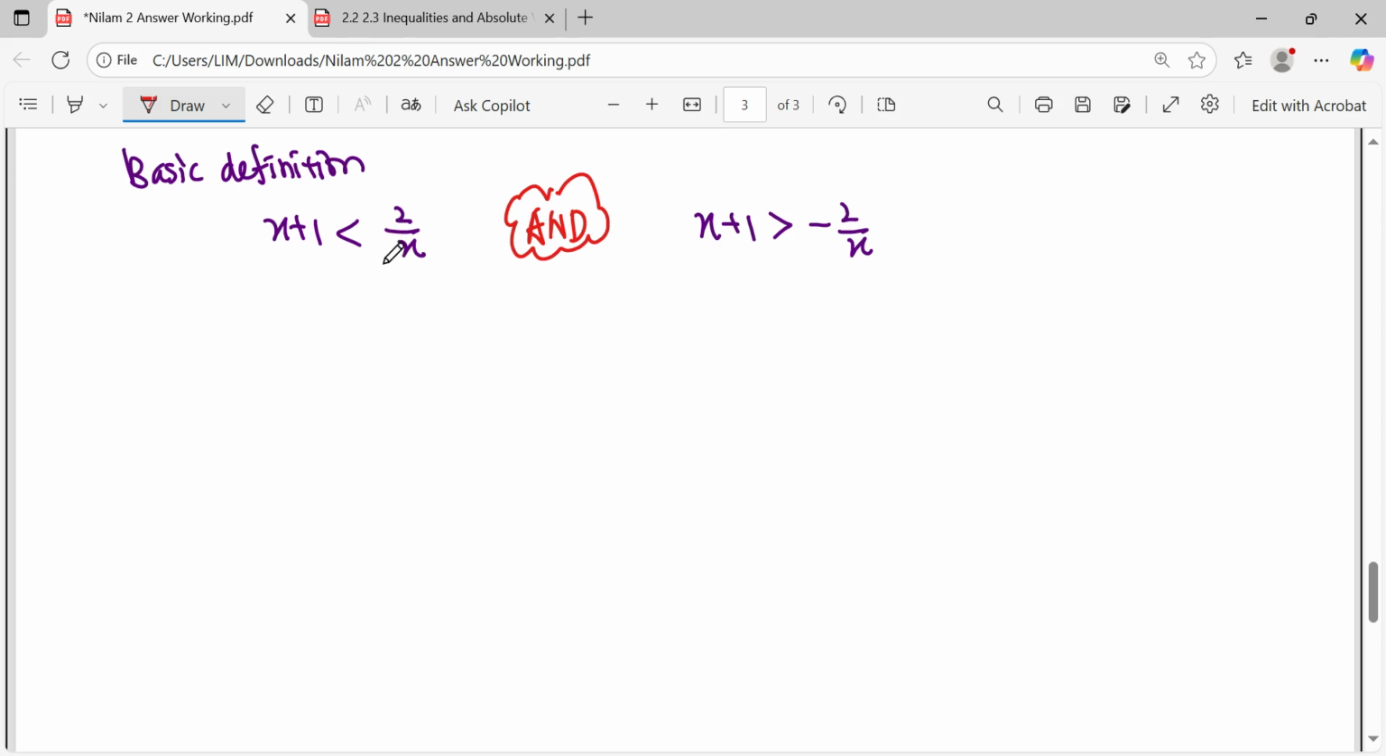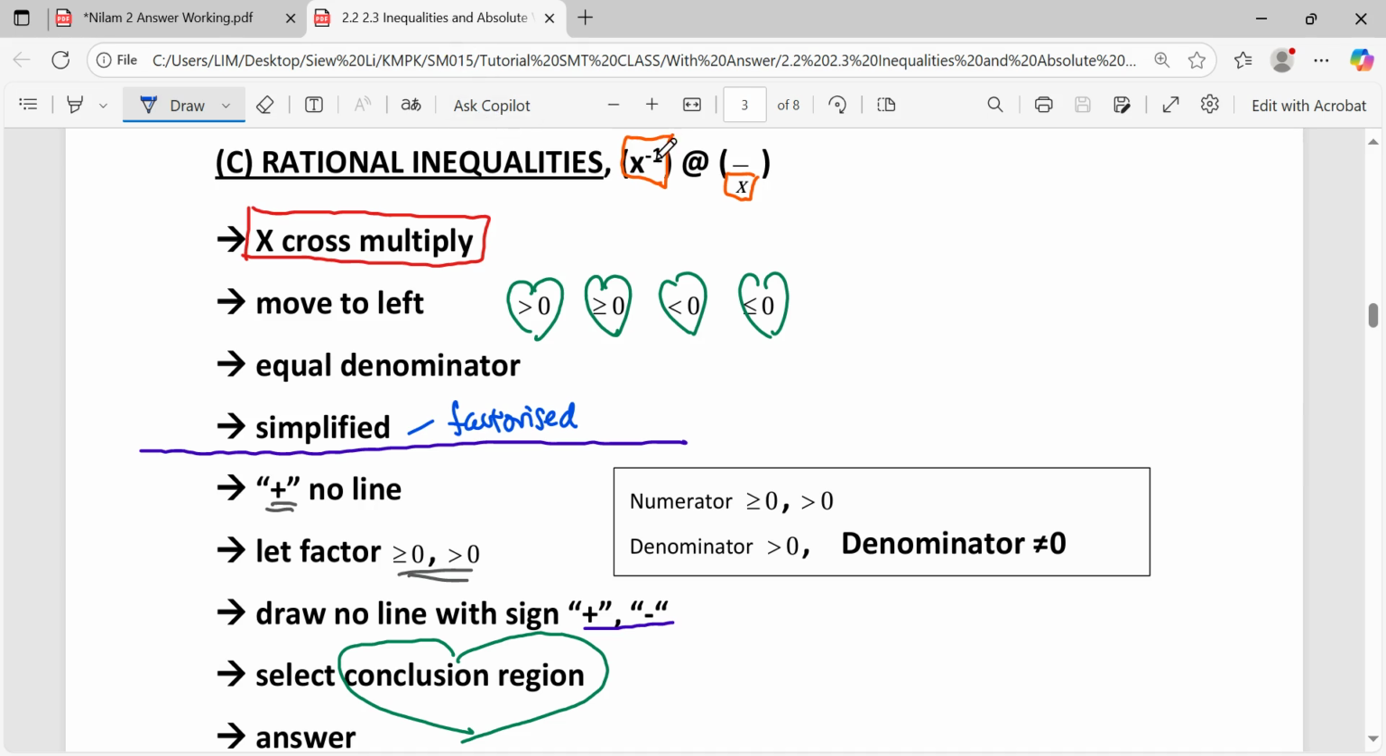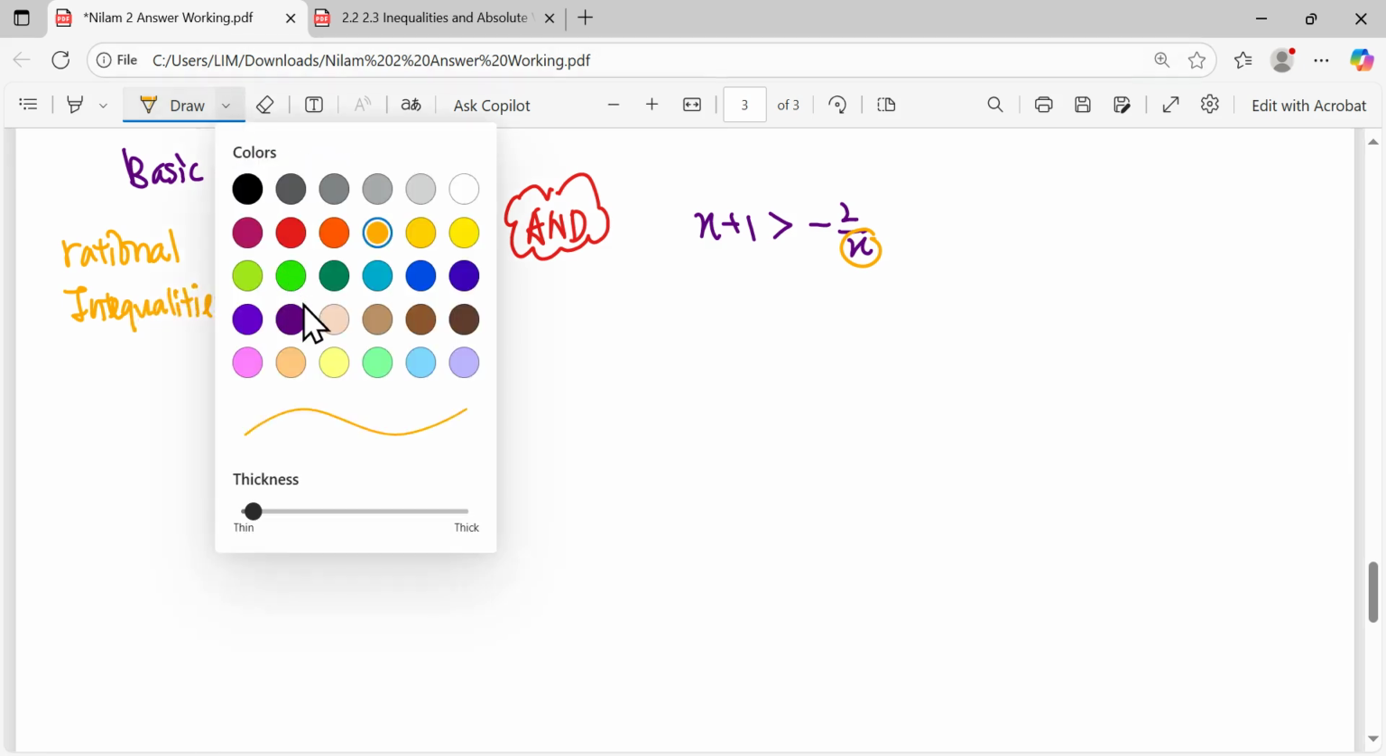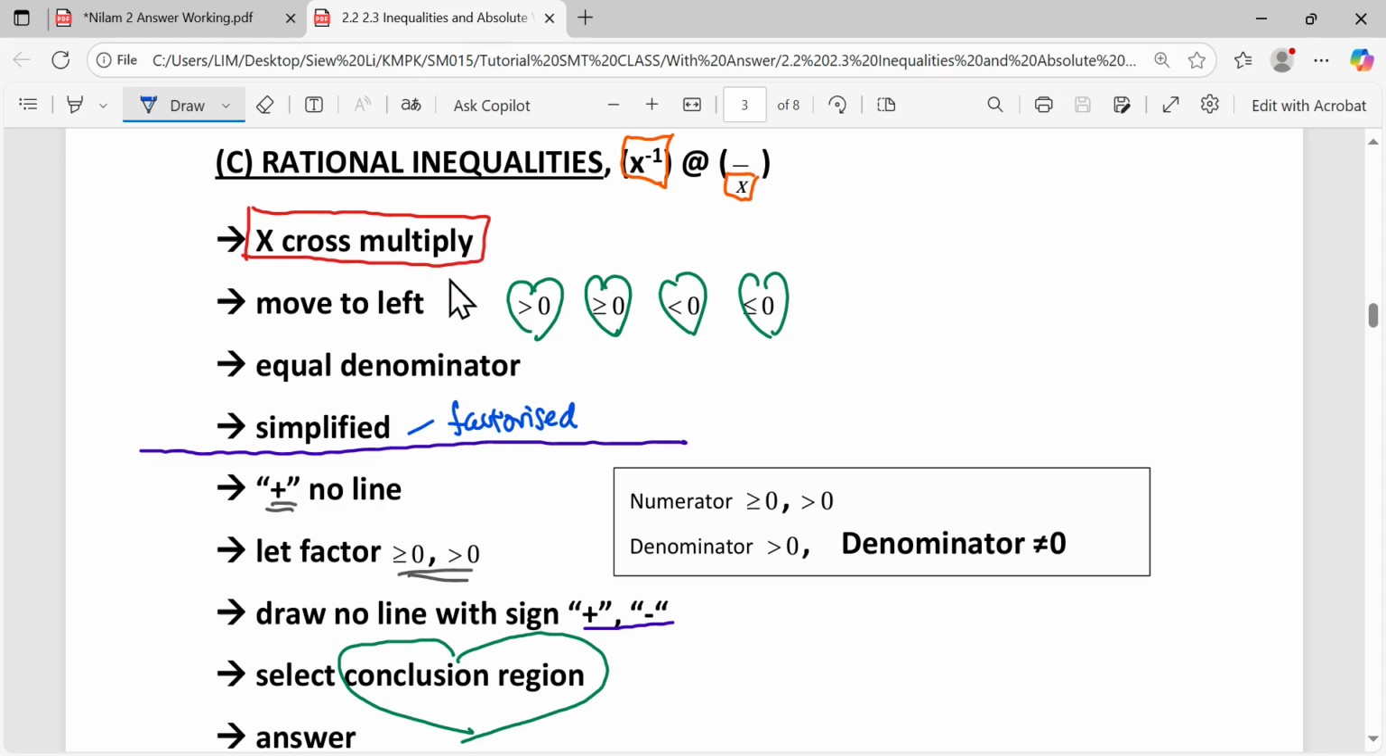In what? In the term of fraction. Once you see pecahan macam ni, X is in the denominator, x is in the power of negative 1. This term means that you are in the concept of rational and in the symbol of inequalities. So what can we do? Move everything to the left, let your right hand side be 0, get same denominator, simplify.